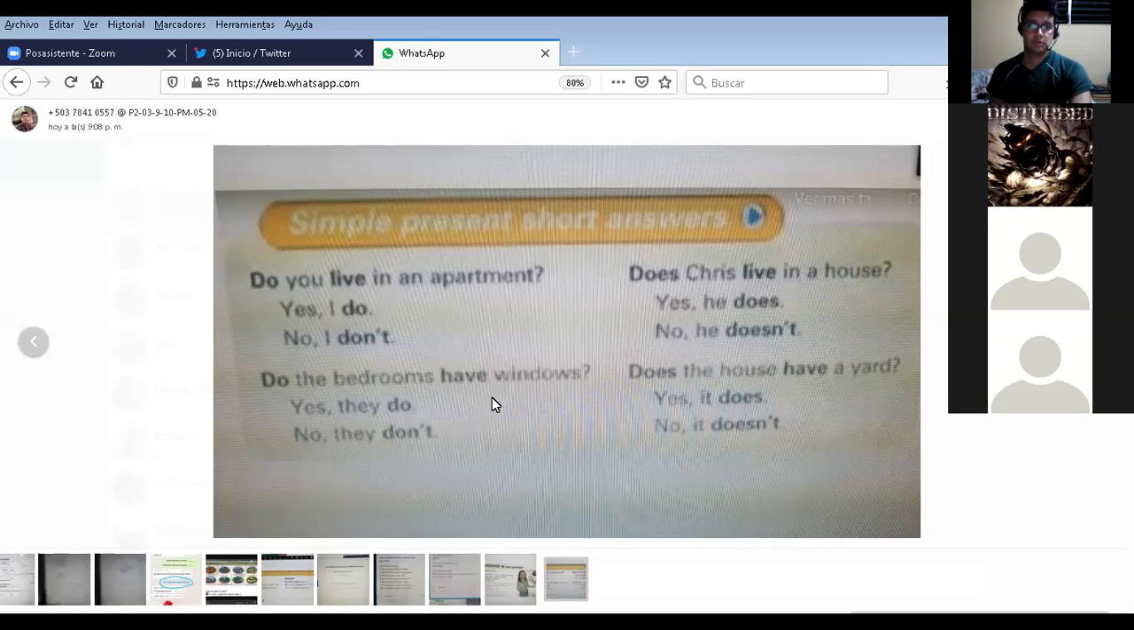Do the bedroom have windows? No, they don't. Does Chris live in a house? Yes, he does. Does the house have a yard? Yes, it does. That's good, guys. All right. Fine, I'll check on the other group.